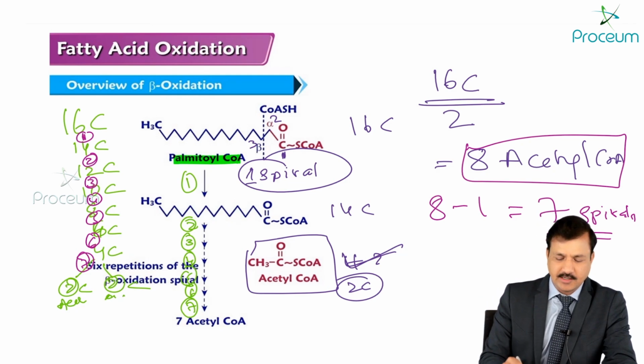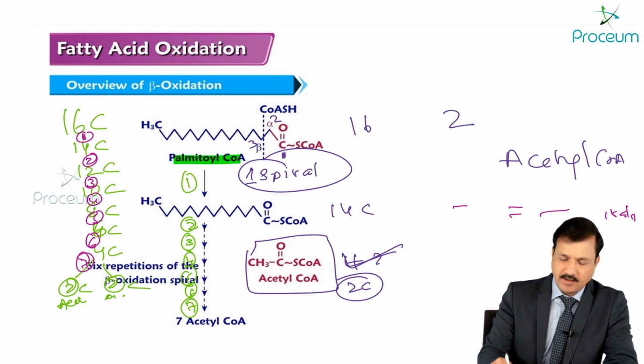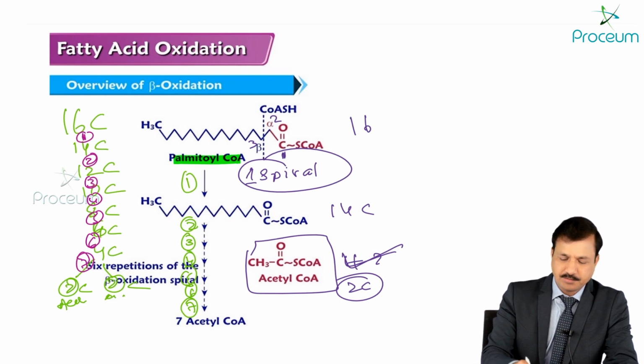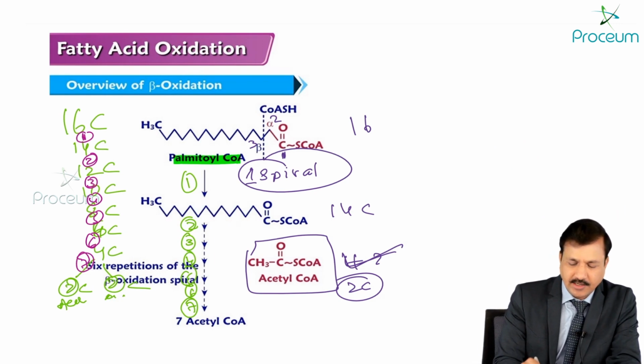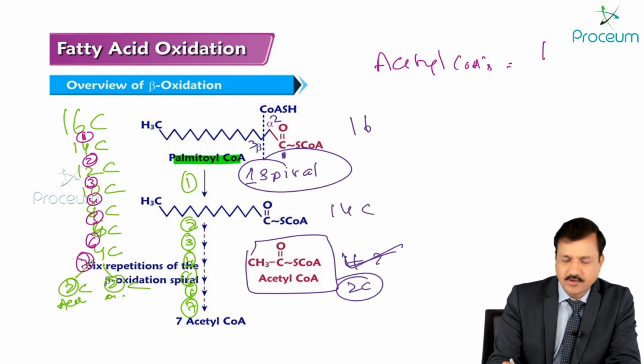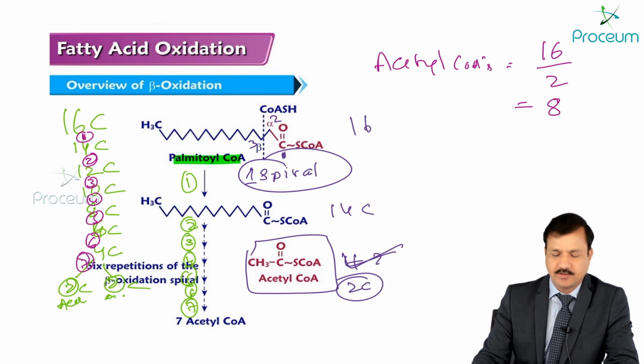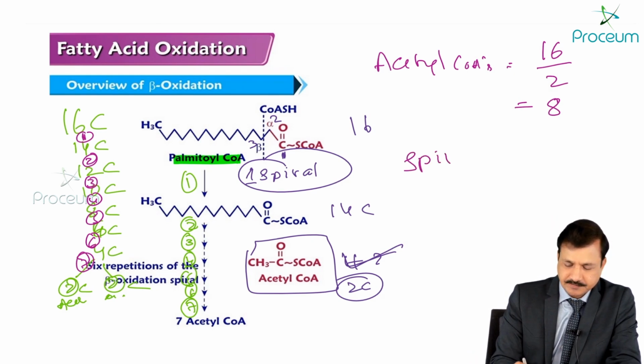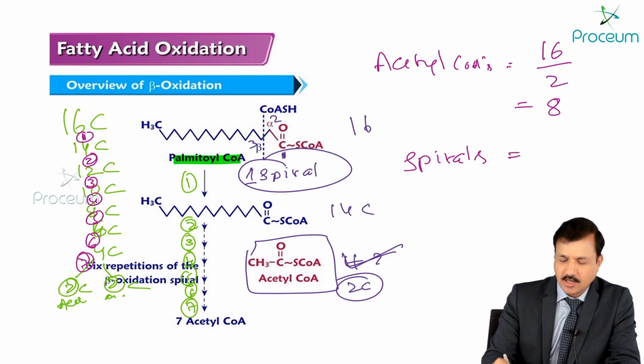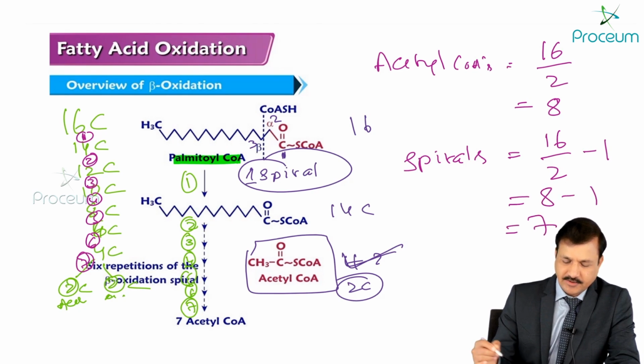So the other way of knowing the number of spirals and also the number of acetyl-CoA is this. To get the acetyl-CoA number, take the total number of carbons in a fatty acid. Here it is 16 carbons, so 16 divided by 2 equals 8. So 8 acetyl-CoAs. And to know the spirals, all you need to do is 16 divided by 2 minus 1. So that will be 8 minus 1 equals 7 spirals.